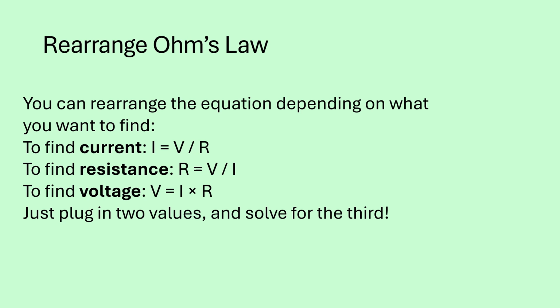So we can rearrange Ohm's law to solve for the different quantities, just using basic algebra. If we solve for the current, and we know the voltage and the resistance, we can get the current. And if we know the voltage and the current, we can solve for the resistance. And if we want to find the voltage, but we know the current and the resistance, that gives us the voltage in the circuit. So you can just do basic algebra to solve for which parameter you need.